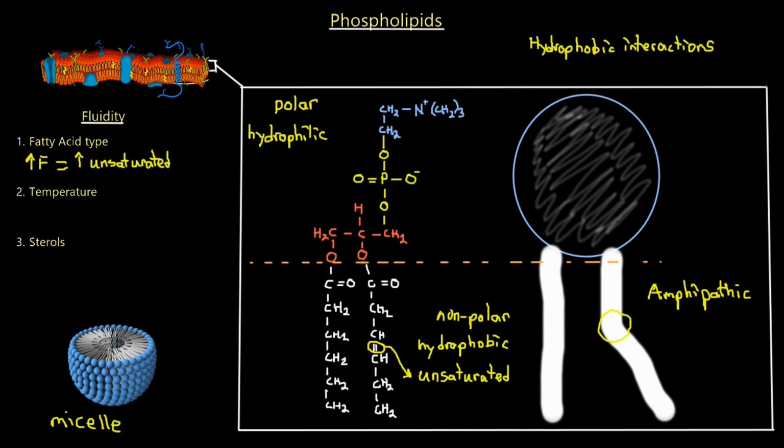And more double bonds. So unsaturated fatty acids are produced during fatty acid biosynthesis through the action of an enzyme called desaturases.